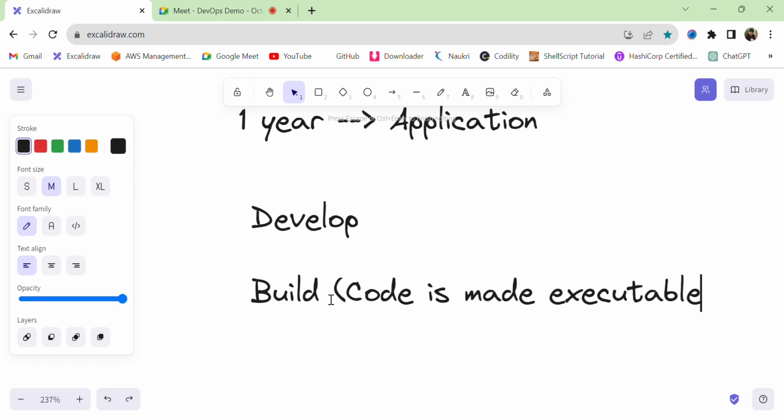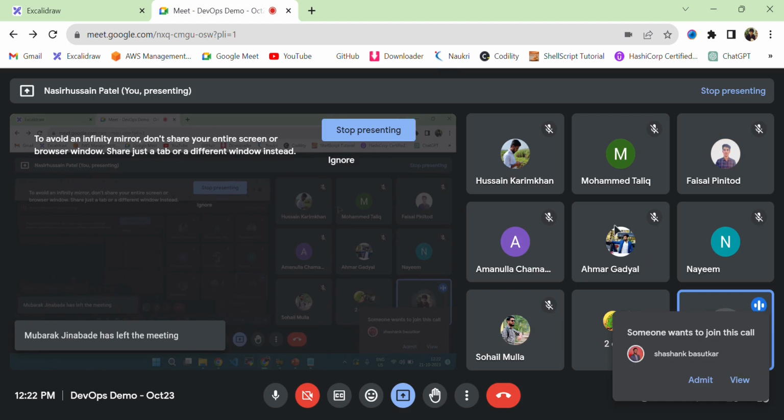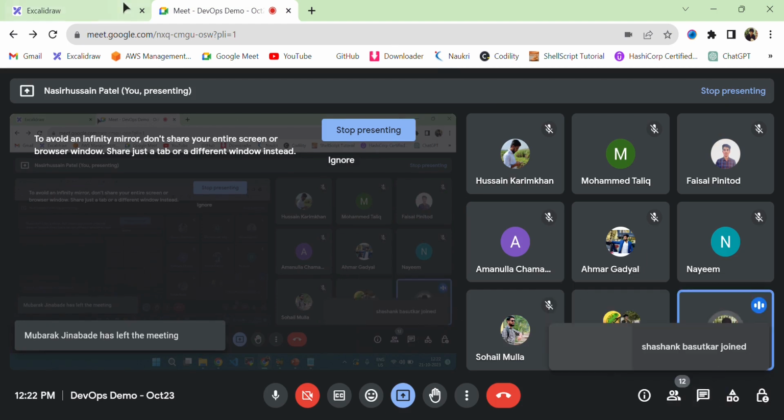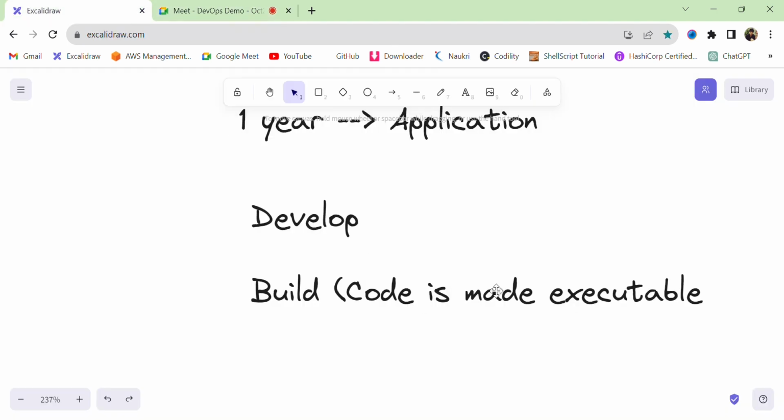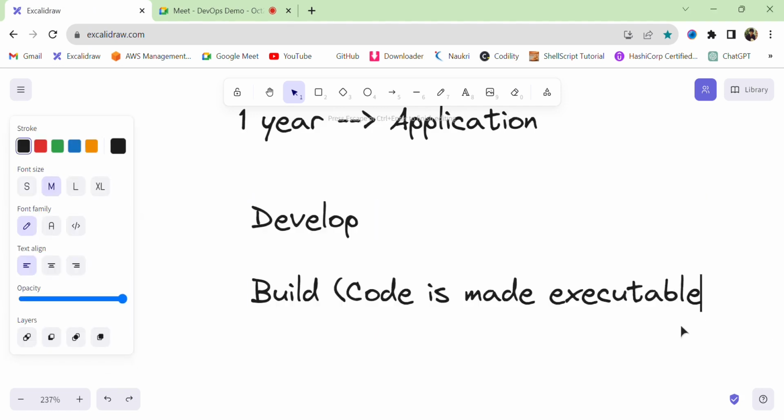Making a code executable means that all the languages used by the developers need to be converted into an executable file. It can be, let's say, an exe file, a rar file, a jar file or a war file. These are many files that are created, and whenever we are creating an executable file, that process or stage is called a build. Understand that the build stage is wherein you convert all the code and make it executable. That is exactly what a build stage is.